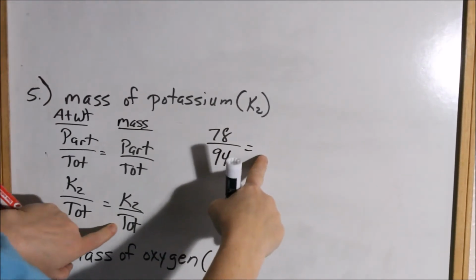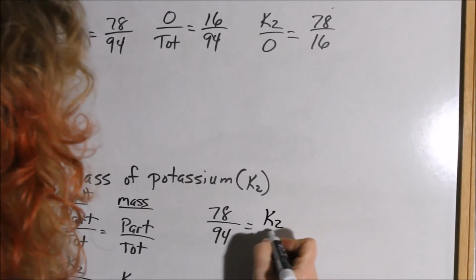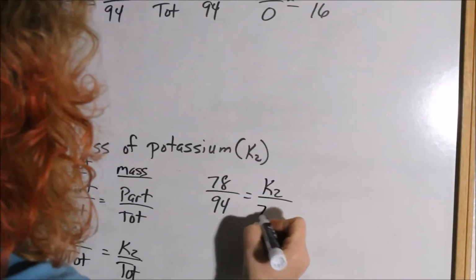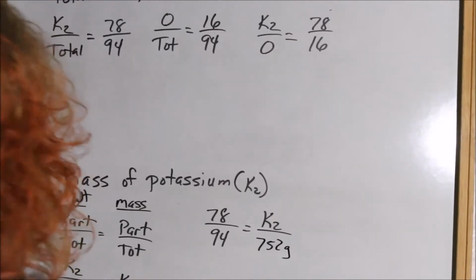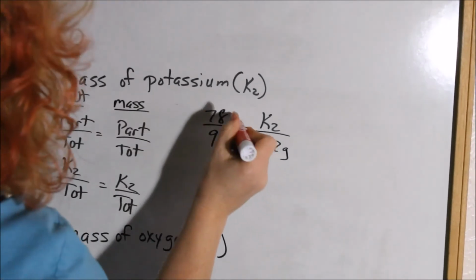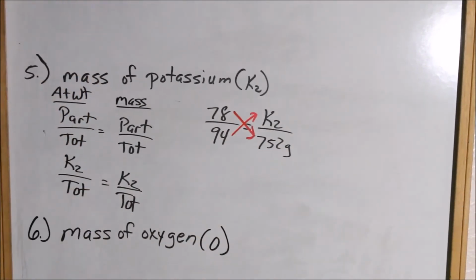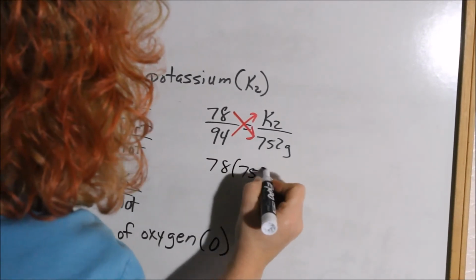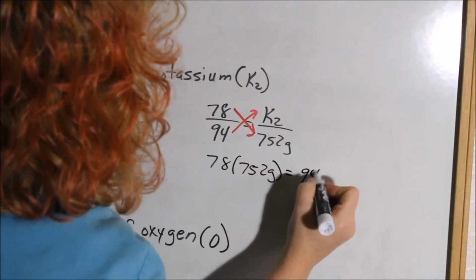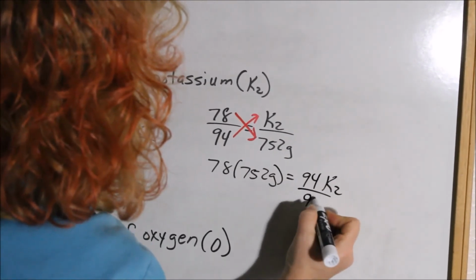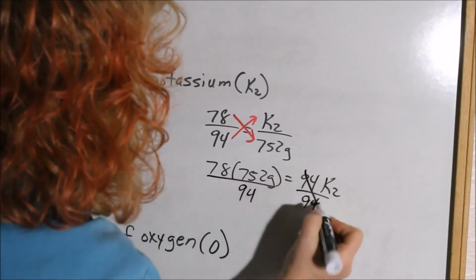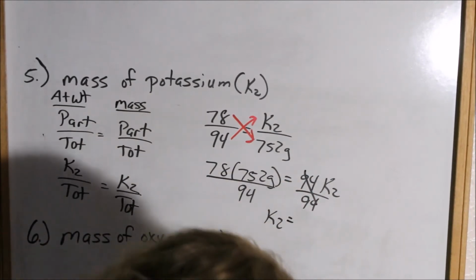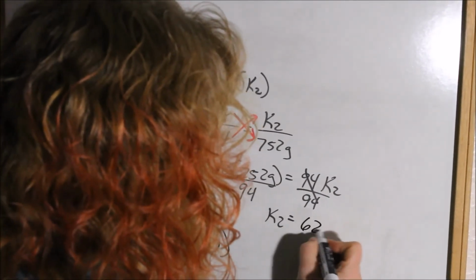Now let's do our mass ratio. We don't know the mass of the potassium, that's what we're trying to find, but we do know the total mass of the compound is 752 grams. We can now solve this by cross multiplication. When you have a fraction set equal to a fraction, you can cross multiply. So 78 times 752 grams equals 94 times K2. Divide both sides by 94 to find out that the amount of potassium is 624 grams.